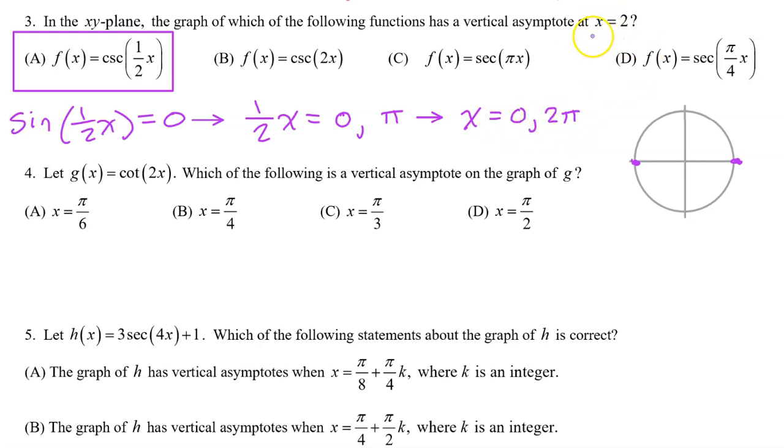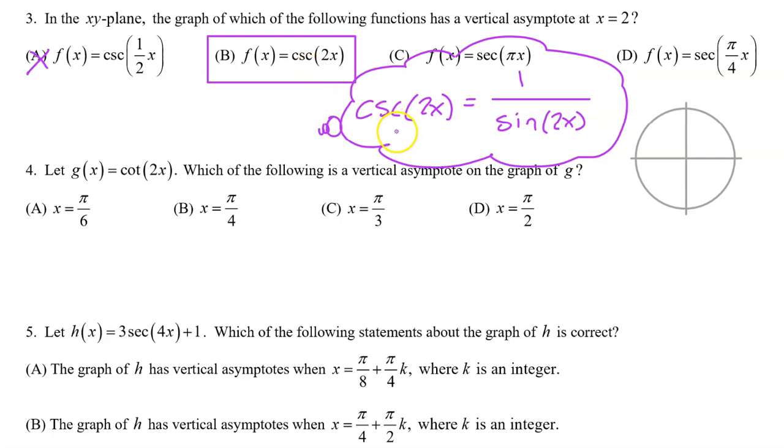We are skipping right over x equals 2. Remember that pi is approximately 3.14. So 2 pi is approximately 6.28. So we go from the solutions 0 and 6.28, nowhere near 2. So the answer is not A.